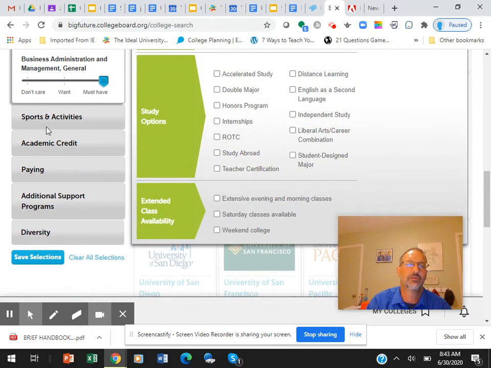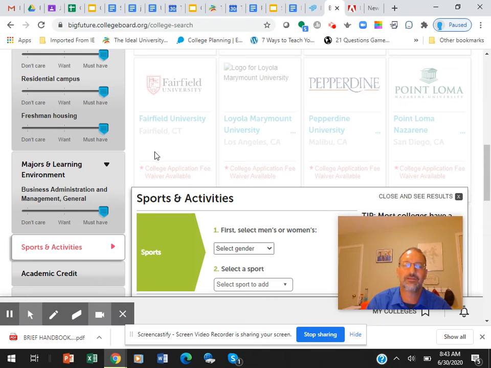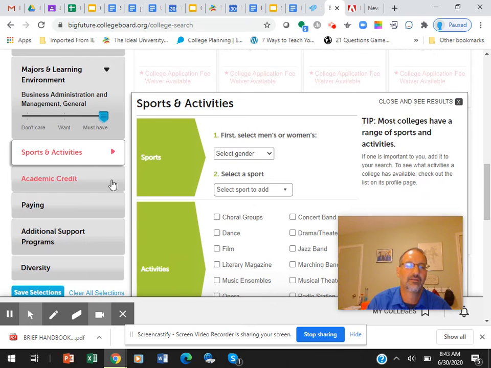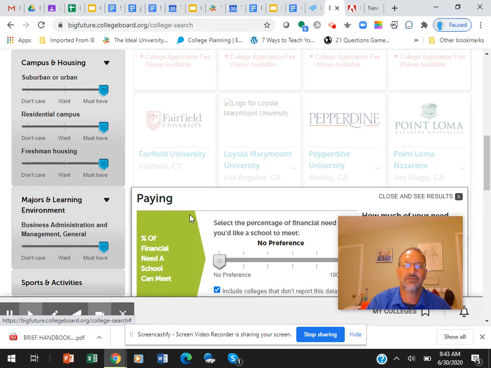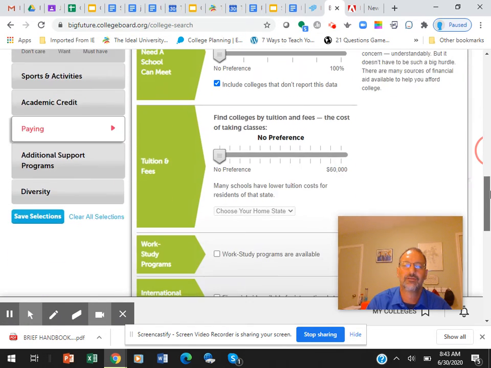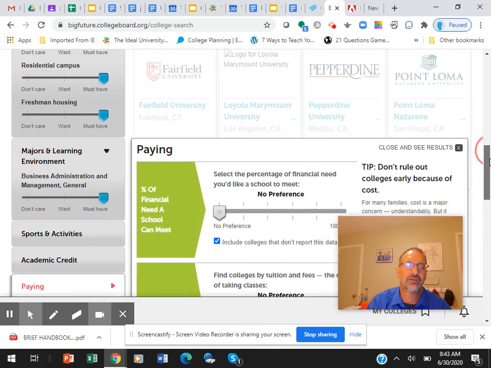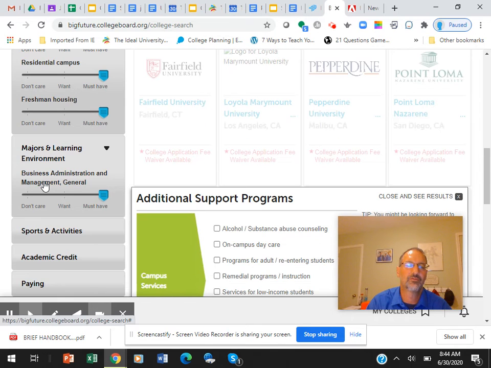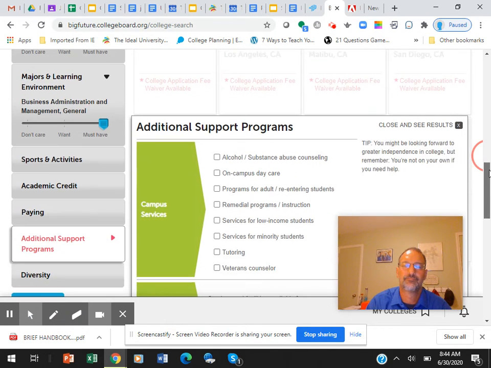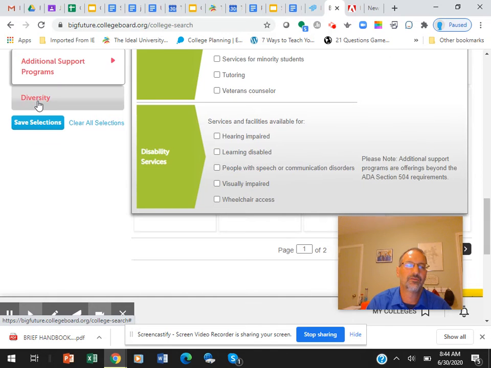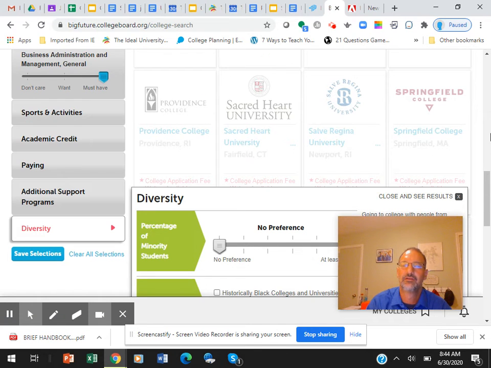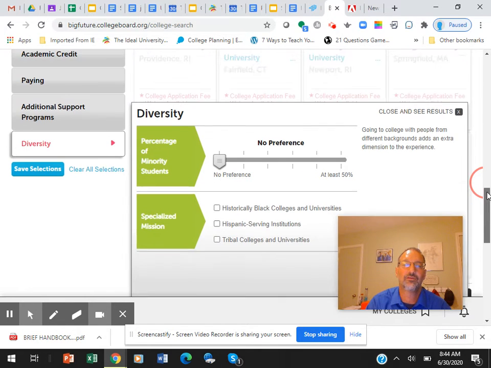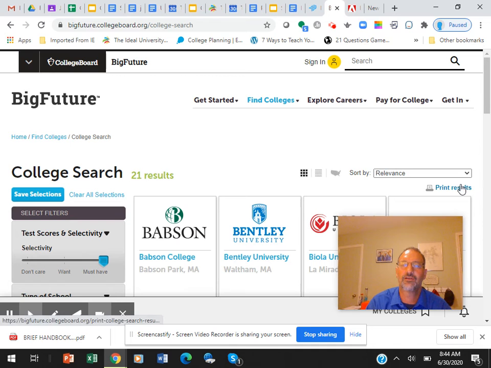Okay. Sports and activities, again, if there's something that you want specifically to have on there, you can click that. It's paying. This is new. Okay. So you can skip that. That's really designed for people within the United States. Okay, additional support programs. You can kind of see if that's important to you. And diversity. Okay, so percentage of minority students. If that's important to you, you can put that in there. But so far, you have a pretty good list here.